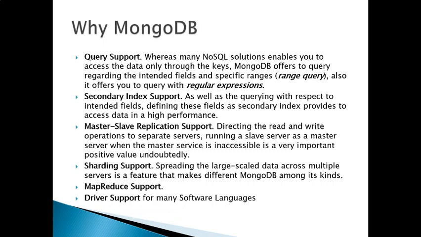You can create multiple indexes, also secondary indexes support, as well as querying with respect to the indexed fields. Defining these fields as secondary indexes provides us access to data in high performance. So alternatively you can define the secondary indexes and it will be faster for you to access the information. Then master-slave replication, that is basically what I said: you can direct the read and write operations to separate servers, running a slave server as a master server when that master server is inaccessible, which is a very important positive value undoubtedly.